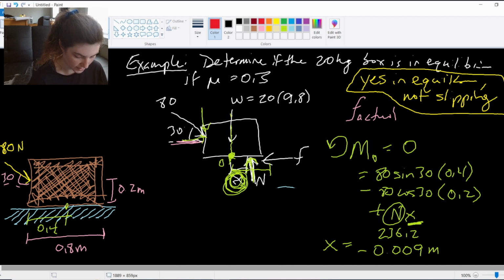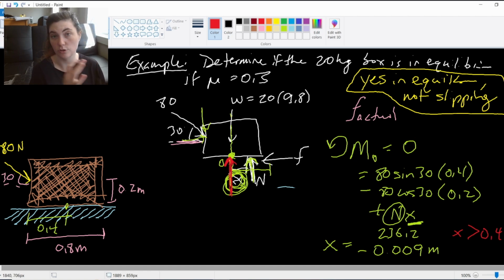So my normal force is actually being applied right there, just barely to the left of the center of gravity. So it is not tipping. We would know that it was tipping if my x value was greater than 0.4 in either direction, because that would mean it would be outside the box over here, or outside the box over here, and then my thing would begin to tip.